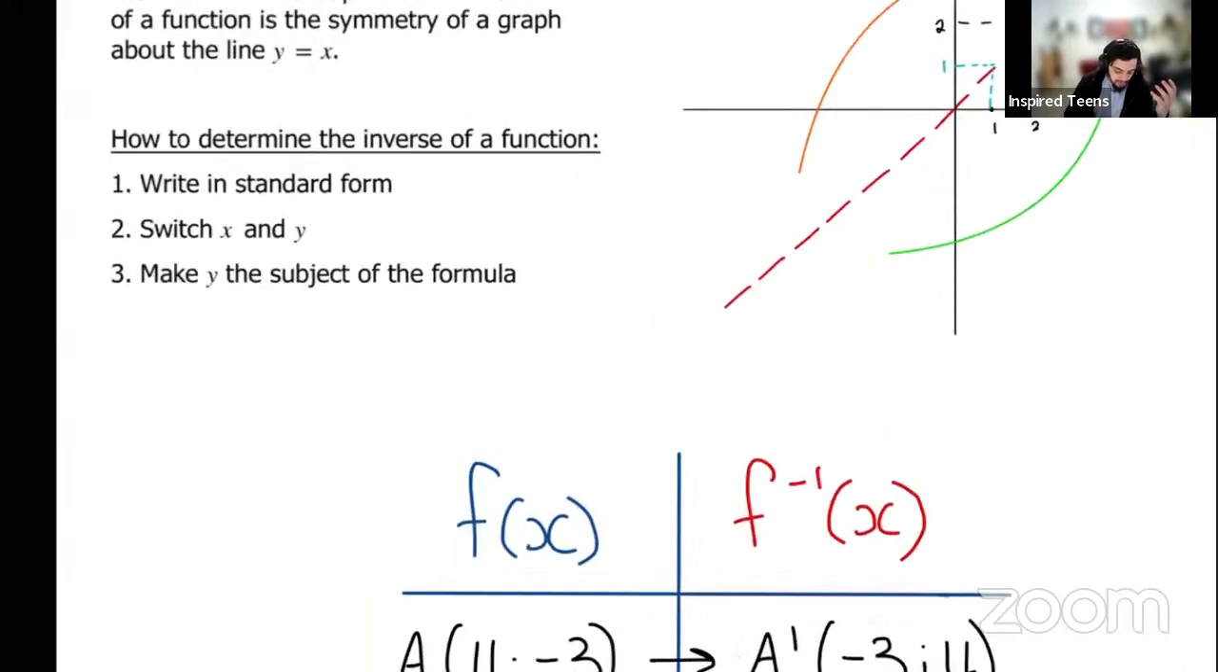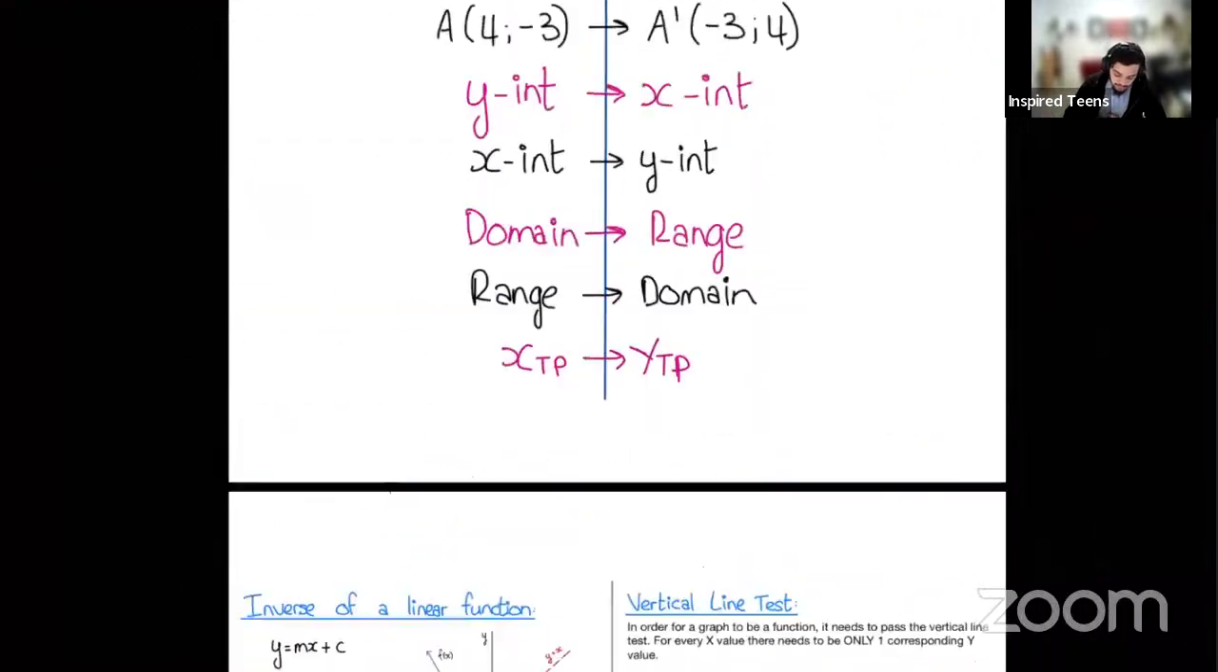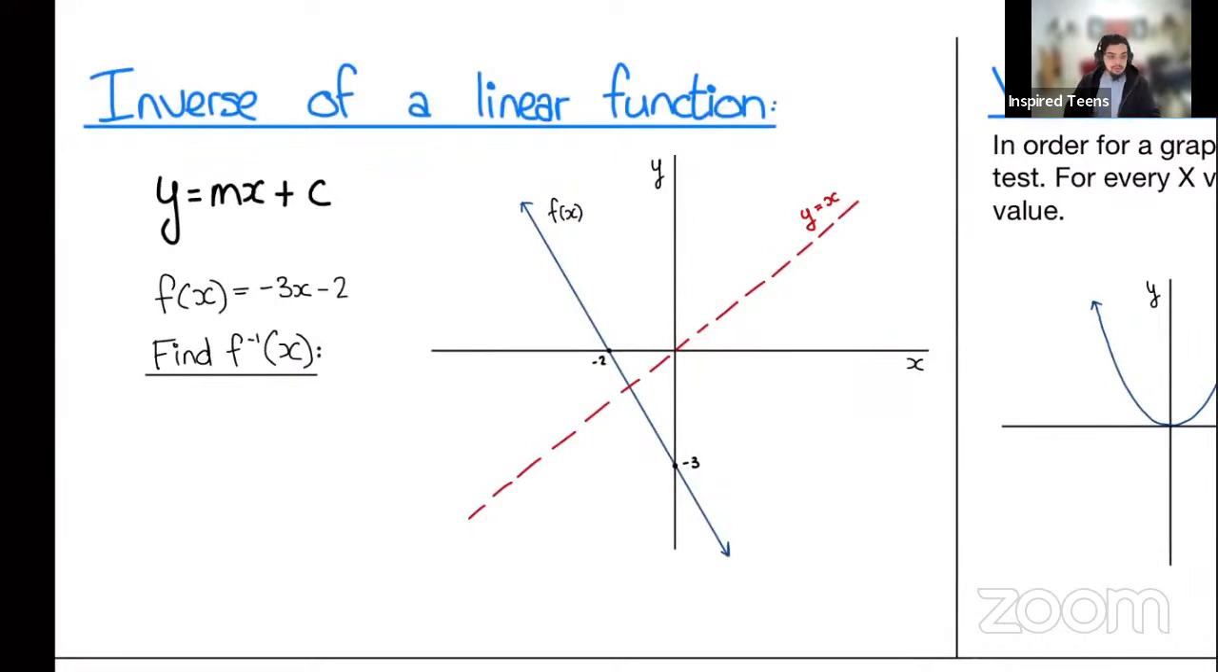We have some steps here on how to determine the inverse function, and we'll do it practically as well. It says write in standard form, switch x and y, and make y the subject of the formula. If you've already done inverse, this might sound familiar. Before we go through this, let's go through an example of how to follow those 3 steps. We're going to talk about the inverse of a linear function. Remember, a linear function is a straight line graph.